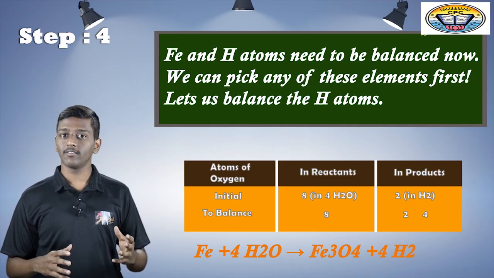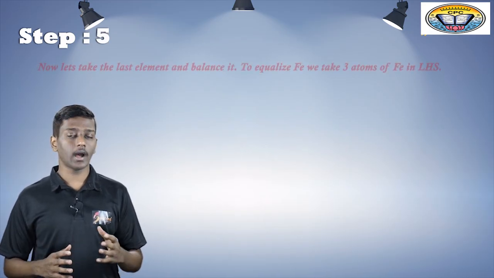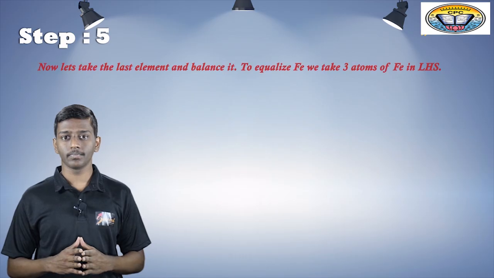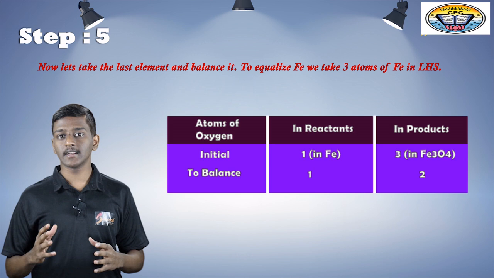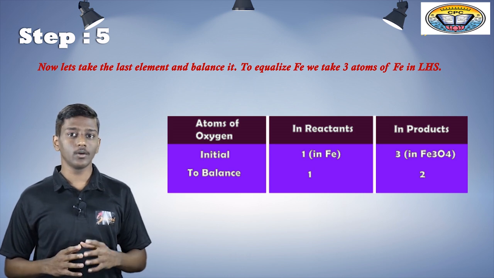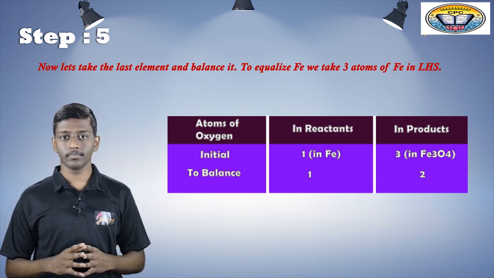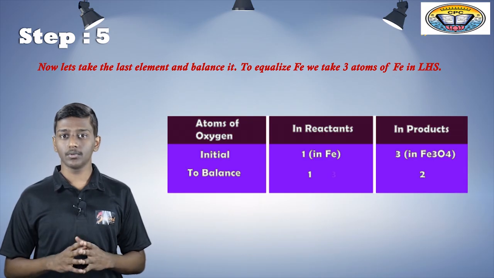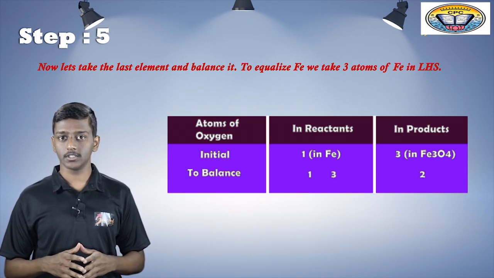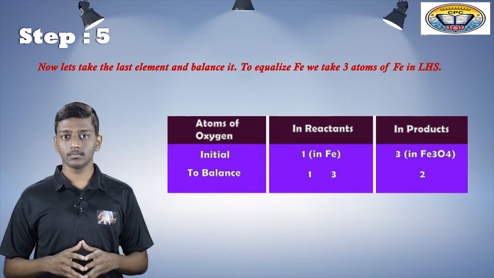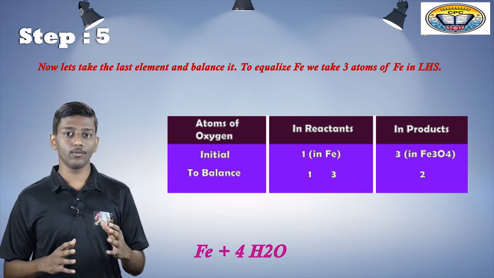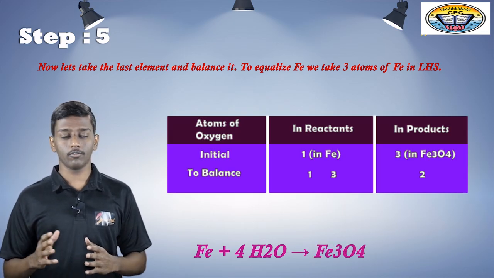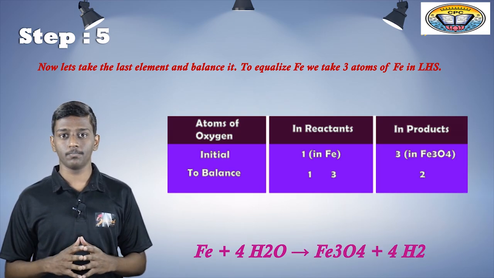Now let us balance Fe atoms. Step 5. Let us take the last element, iron, and try to balance it. We can see that there are 3 atoms of iron on the right hand side of the equation and only 1 atom on the left hand side. To equalize, we just put 3 on the left hand side of the equation. Now the equation becomes 3Fe plus 4H2O giving rise to Fe3O4 plus 4H2.